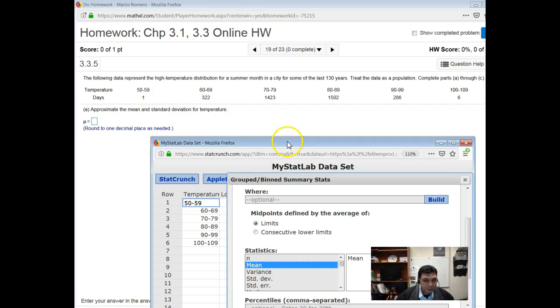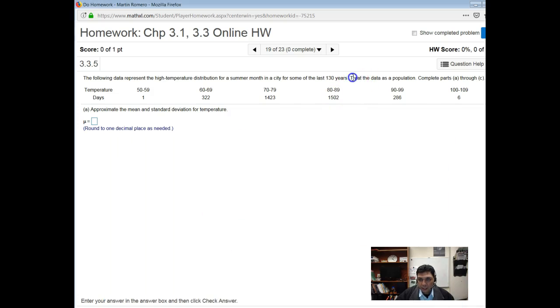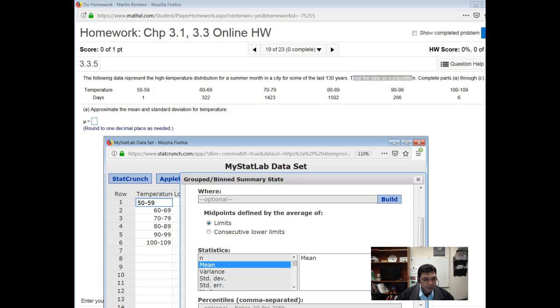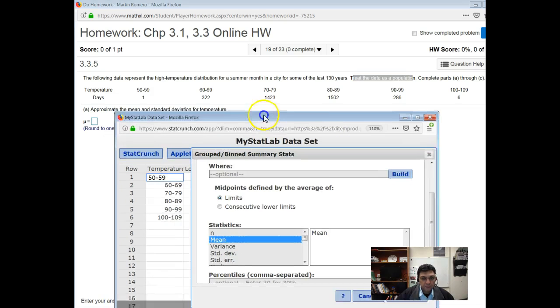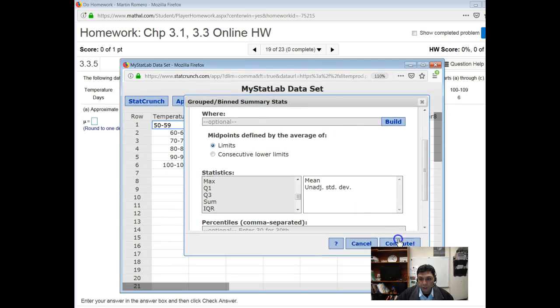approximate the mean and standard deviation for temperature. Treat the data as a population. That's important right there, and that's where we barely started introducing the different standard deviations. So in this case, you wouldn't choose this option. You would choose the unadjusted standard deviation. This is what you have for population. Those are what you choose to get your computations with.